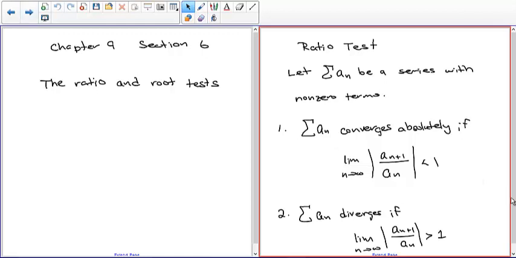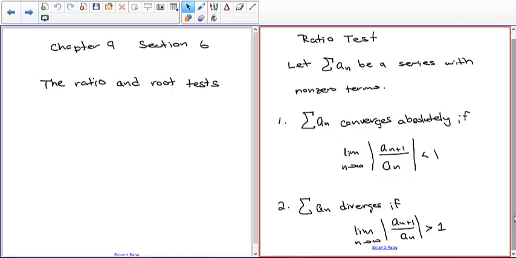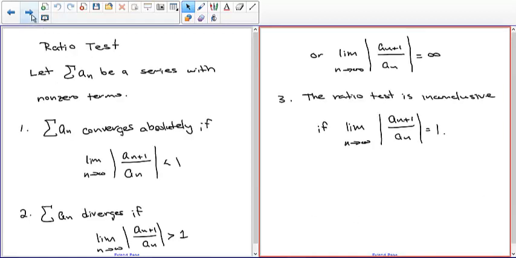The series diverges if the limit as n goes to infinity of the ratio of a sub n plus 1 over a sub n is greater than 1, and if it's equal to 1, we can't conclude anything using the ratio test. So if this ratio a sub n plus 1 over a sub n is greater than 1, including infinity, then it diverges. If it equals 1, we have to use another test.